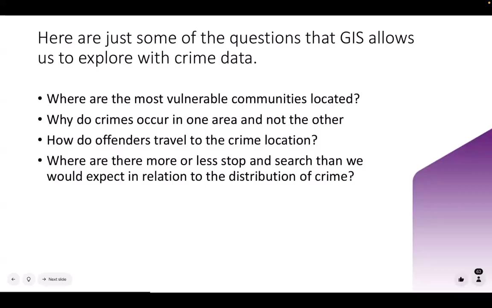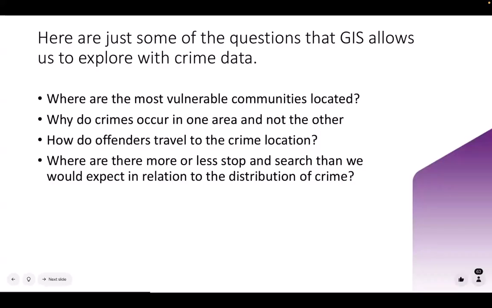So let's say, for example, you're interested in where the most vulnerable communities are located. Let's say that individuals want to use crime maps to safeguard their personal safety. So let's say we want to avoid areas with a high level of street robberies, then clearly a geographical representation of crime would be really appropriate here.